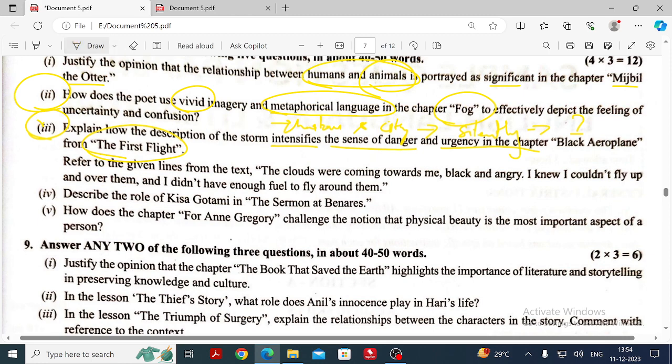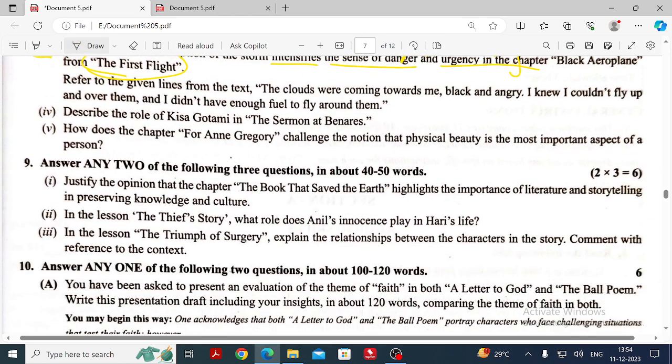And then the fourth question, see that, a very simple direct question. They have asked the characterization of Kisa Gautami in the lesson called The Sermon at Benares. So here we should remember it. It's a direct question. We are not supposed to worry about it. When the direct question comes, don't miss that. Try to attend that. First, we should prepare the direct question. That is the most important thing. When you get the direct question, you can write the direct answer. There we won't commit any mistake.